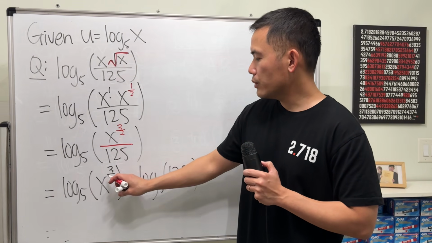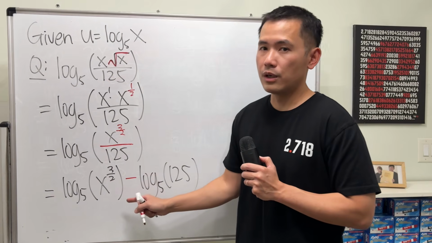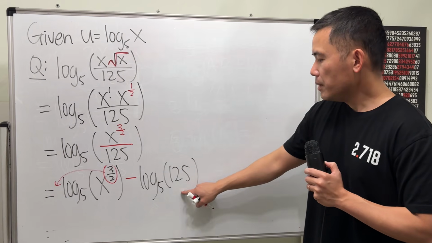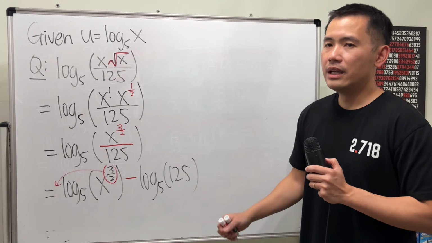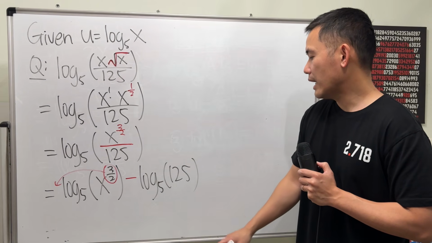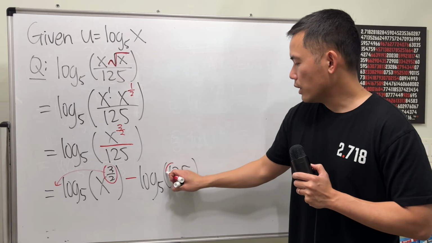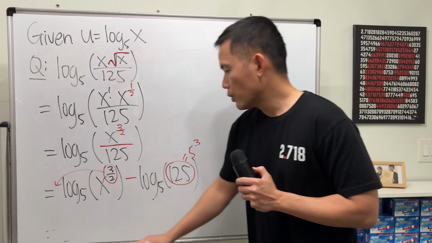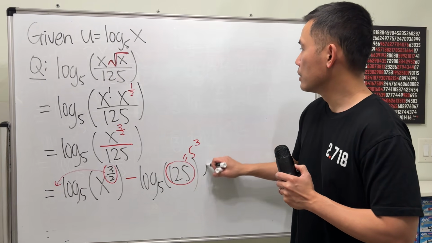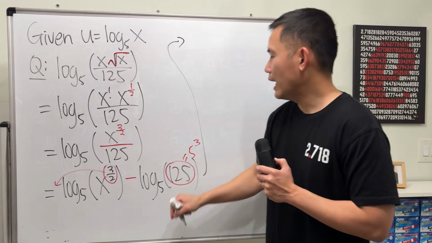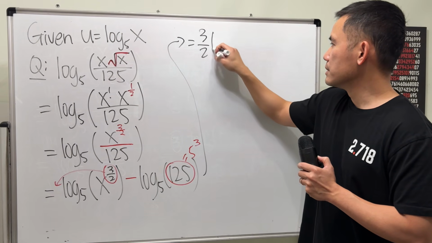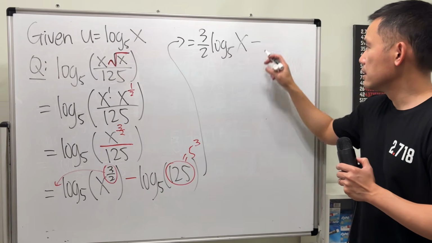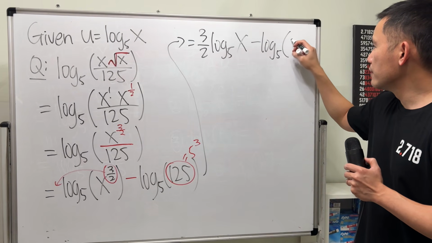To continue, notice that we have x to a power on the inside of the logarithm. Right here, we can bring the power to the front. In the meantime, log base 5 of 125, it's actually just a nice number. To figure that out, we have to realize that 125 is the same as 5 to the 3rd power. So what we can get is the following. Here we will have 3 over 2 times log base 5 of x, and then minus, this is log base 5 of 5 to the 3rd power.